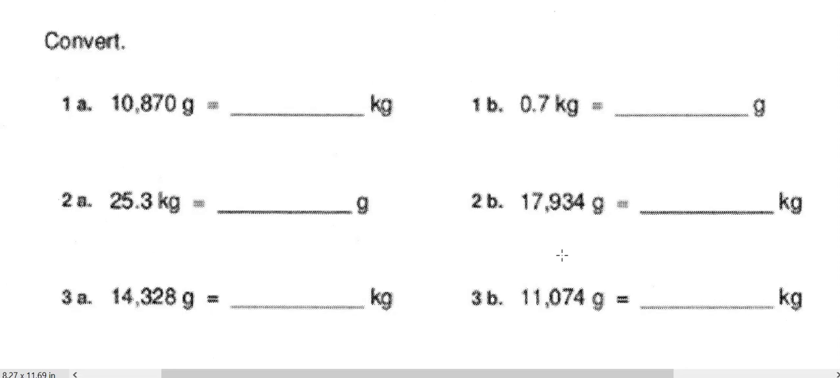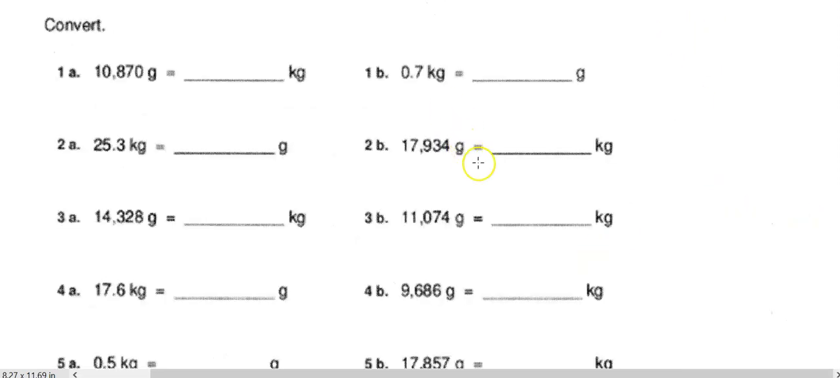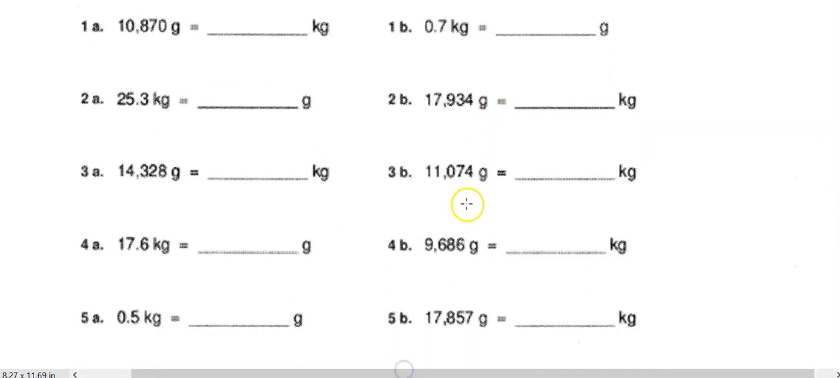This is 17,934 grams. You must convert it to kilograms. So that's 17,934.00 grams divided by 1,000, because we're going from a small unit to a big unit, and so on and so on. Do all of them.